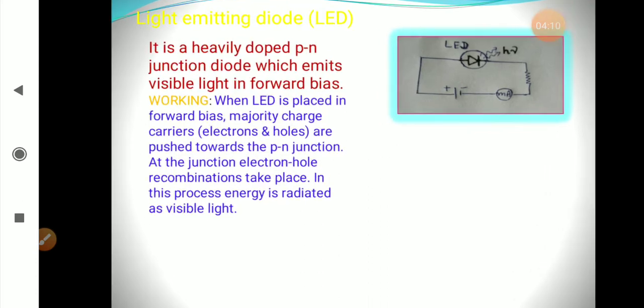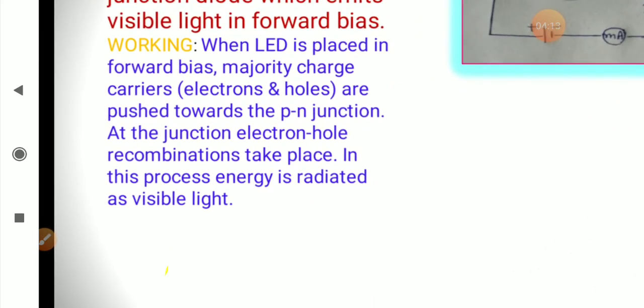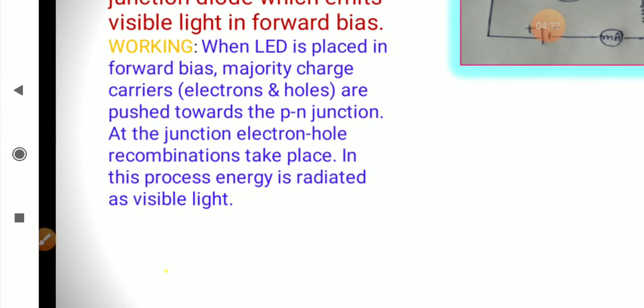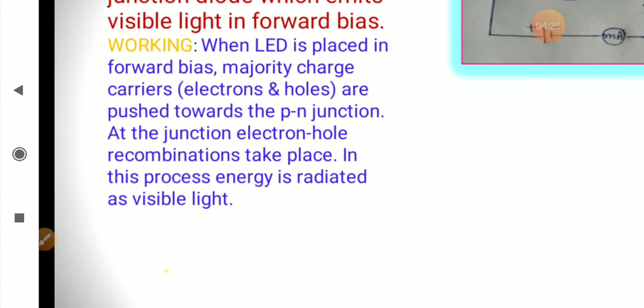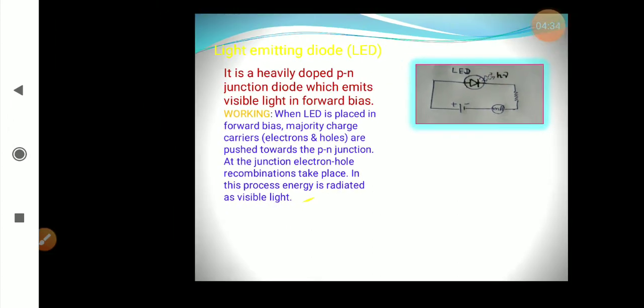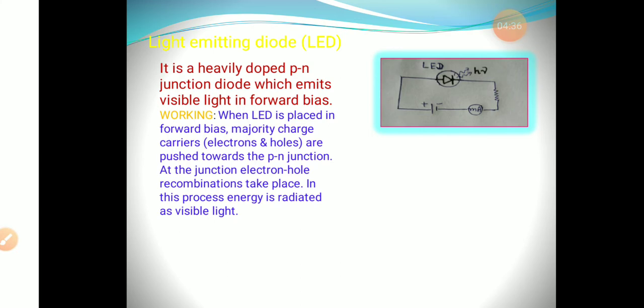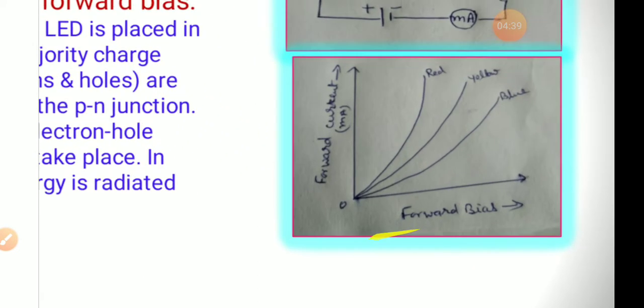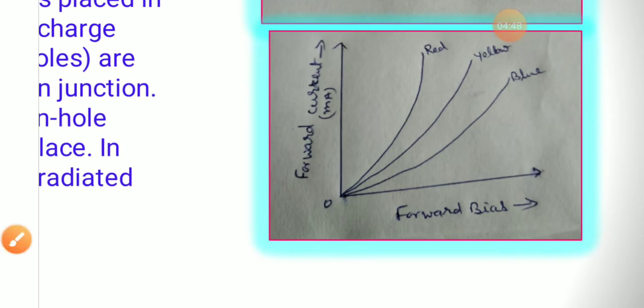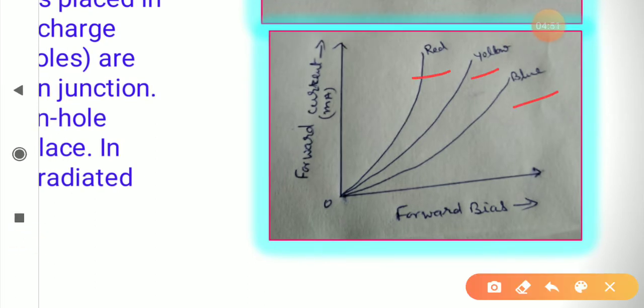Its working: when LED is placed in forward bias, majority charge carriers, electrons and holes are pushed towards the PN junction. Now, at the junction, electron-hole recombinations take place. In this process, energy is radiated and this energy is in visible region of spectrum. And now this is the IV characteristics in forward bias. You can see that for different colors, the characteristics are different. See for red, yellow and blue, different graphs are there.